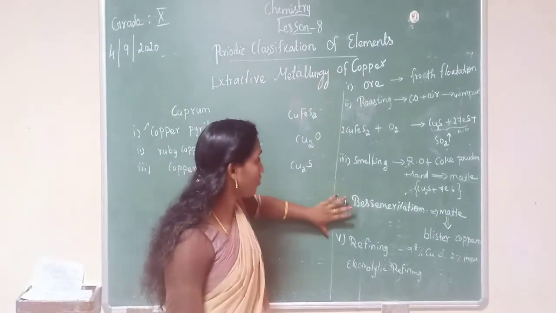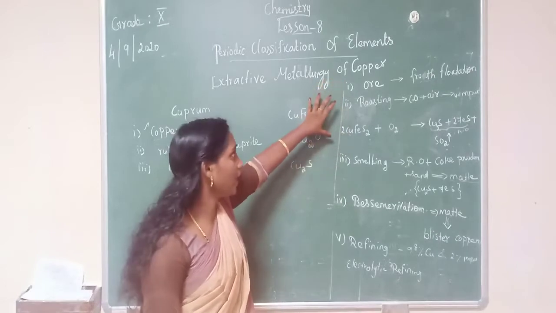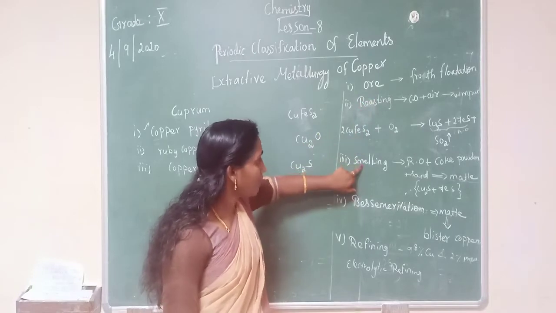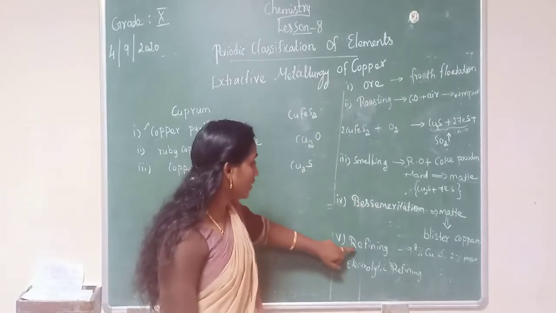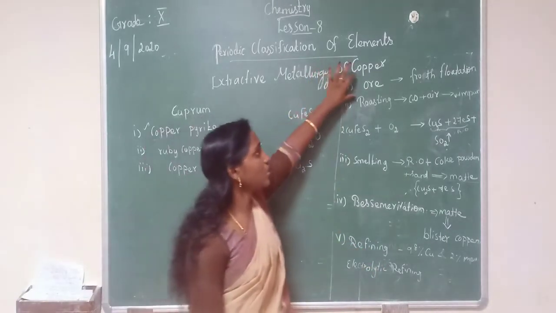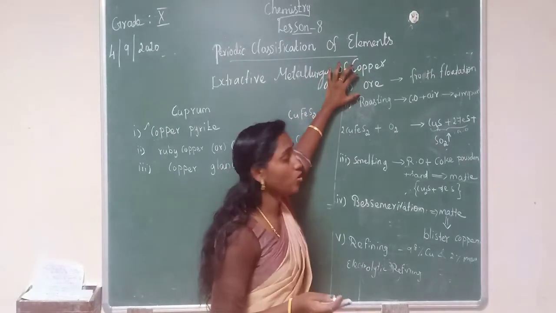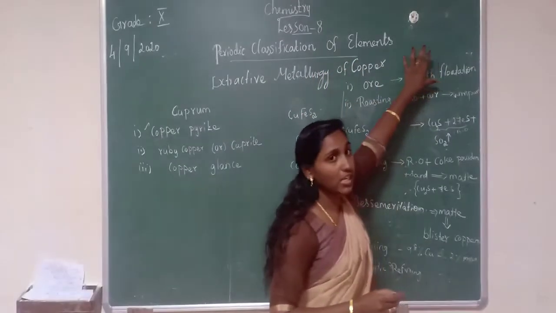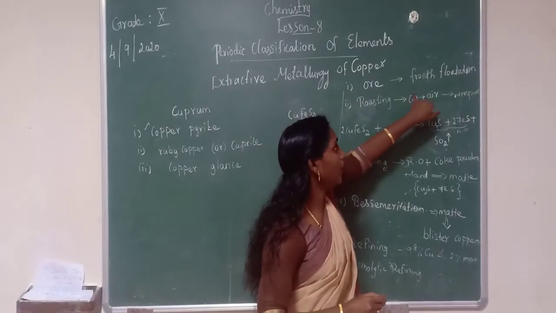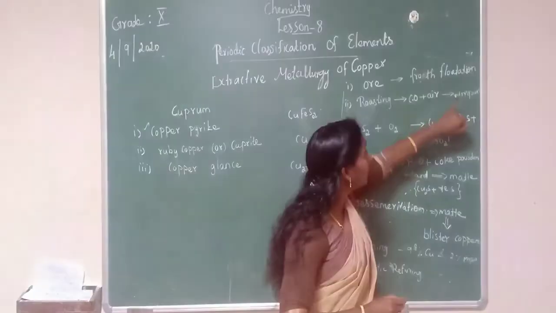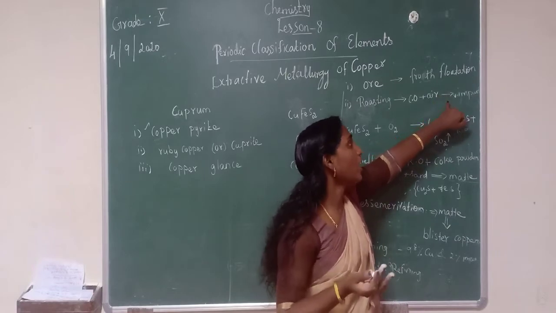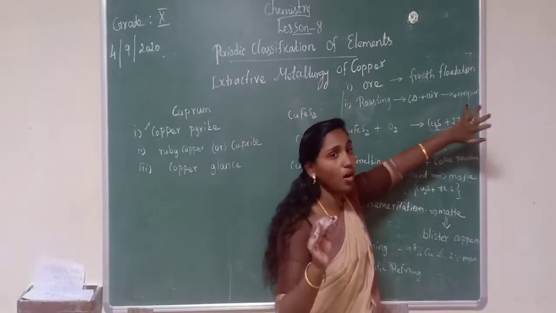Okay, what are the steps? We are using 5 steps in this extraction of copper: concentration of ore, then roasting, then smelting, then bessemerization, then refining. Okay, so 5 steps we are using. In concentration of ore, the ore was crushed and separated by froth flotation method. Then the roasting process: the concentrated ore is roasted in the presence of air to form roasted ore, and the impurities and moisture are removed.